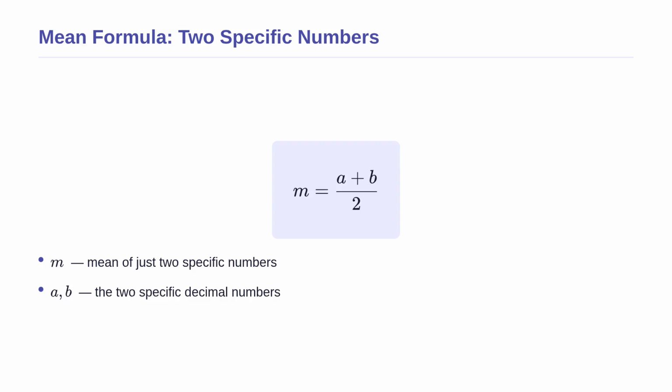In our second scenario, M is the mean of just two specific numbers, A and B. We write a second prototype with the exact same name as the first one, but this time it takes two decimal numbers as inputs. If we call the function and pass two decimal numbers, the compiler automatically ignores the first formula and uses this one instead, adding the numbers and dividing by 2. The compiler successfully directs the data based purely on the input types provided.